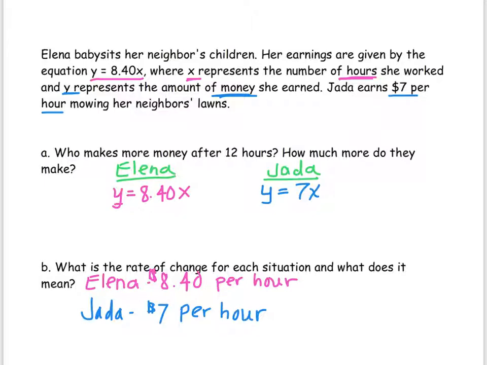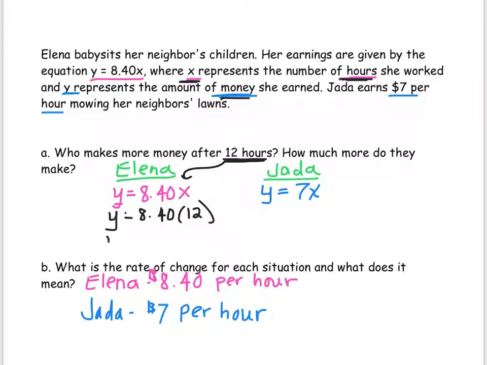So now when I go back to the original problem, it says who makes more after 12 hours? Well, now I need to figure out where does this 12 hours go? Again, 12 is representing time, it's the hours. If I go back to my original problem, it tells me that hours are represented by x. So I need to plug 12 in for x. How much money do they make? So y again, y is the money. I want to find out y. I want to find out how much money she makes. She makes $8.40 for 1 hour, but I want to know how much she makes after 12 hours.